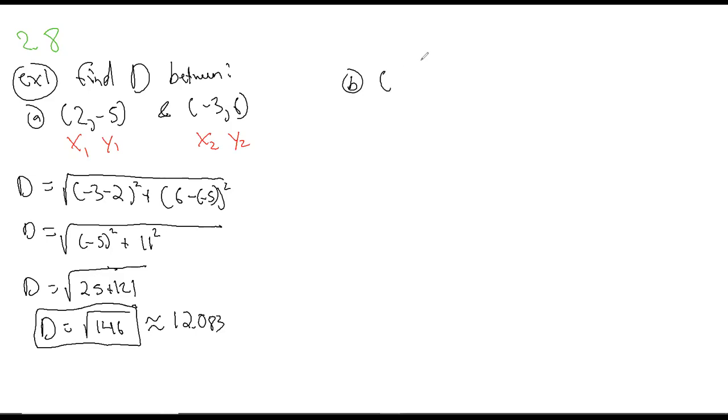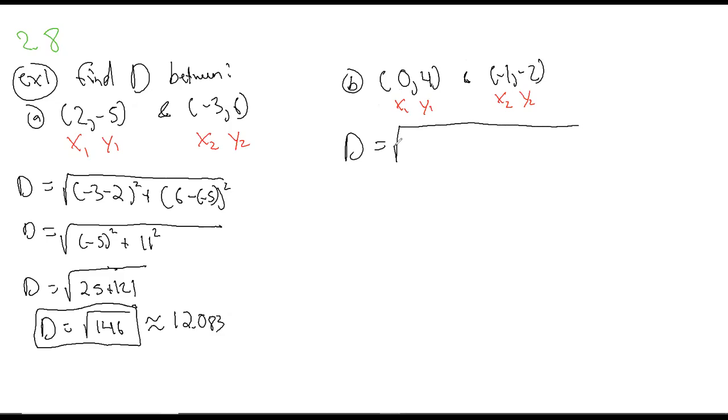All right, B, let's do 0, 4, and -1, -2. Again, if you want to label them, x1, y1, x2, y2. So our distance, big ol' square root. Sum of squares, just like Pythagorean would have. But it's not just an a squared and b squared. These are changes. These are differences.